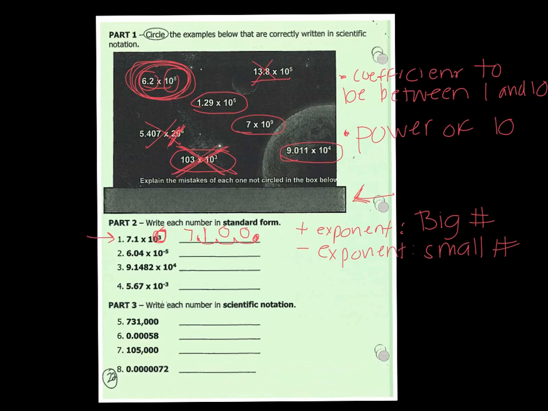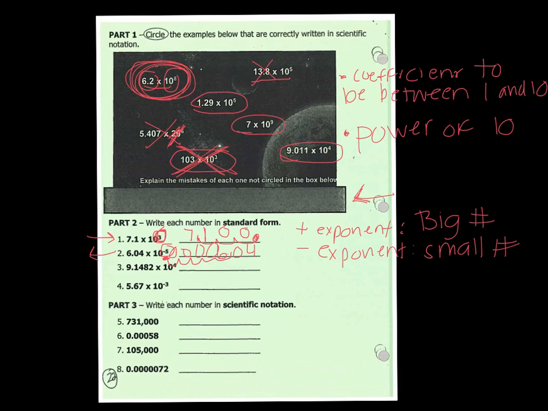For the next one, I write down my coefficient, 6.04. And since my exponent's negative, I'm going to be moving my decimal to the left because I'm trying to make a really, really small decimal number. So I'm going to move my decimal point 1, 2, 3, 4, 5 places. Everywhere that I have a blank space, I'm going to put a 0. So I get 0.0000604. I want you to try numbers 3 and 4 on your own.